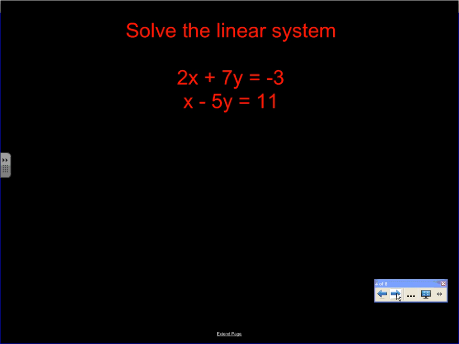But I'm looking here, and I notice that there's a 1 in front of that x. So I can easily get x by itself. Let's look at the bottom equation. How can I get x by itself? Let's add 5y to both sides of the equal sign. So x is equal to 5y plus 11.